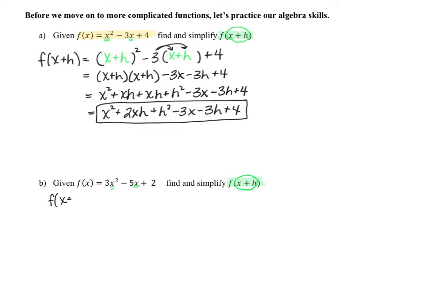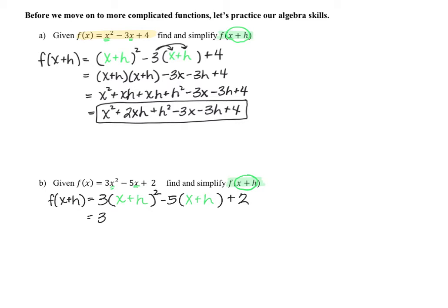So f of x plus h for this function will be 3 times the quantity squared. And again, we're going to input x plus h in place of x, minus 5 times our new input, which is x plus h, plus 2. Sometimes in the beginning, I think the color coding does help so you can really clearly see what you're substituting into the function. Now here, be careful with the order of operations.